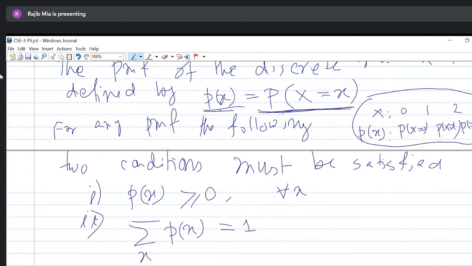And the summation of P(x) over x equals 1. So for each possible value of x, if we find the probability and add all the probabilities, this would be equal to 1. That is, the summation of P(x) over x equals 1.